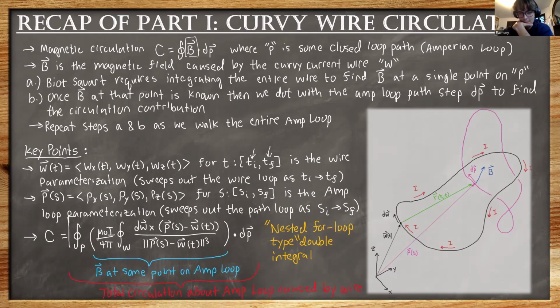And so this outer integral adds up all of the circulation contributions from every point on the amp loop, caused by magnetic fields from every point on the wire. So that's the total circulation about the amp loop caused by the wire.